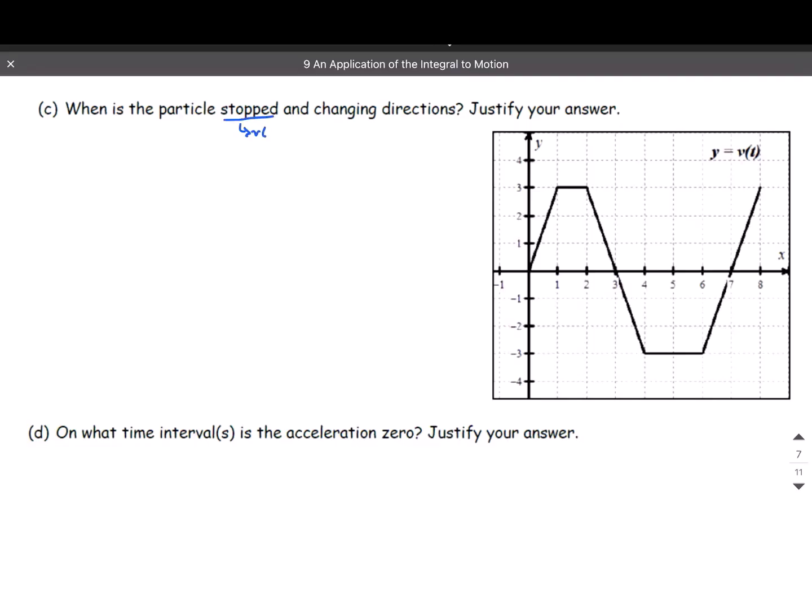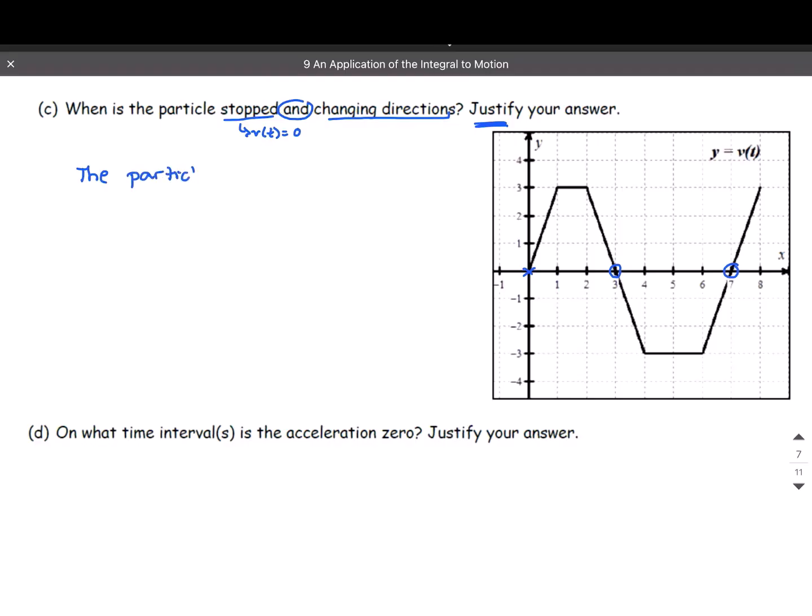That means the velocity is 0 and changing directions. That means the velocity has to change signs. That means we cannot use times 0, okay? Cannot use times 0. But we can use times 3 and times 7. So here we go. The particle, because again, it says justify, be very careful and specific.